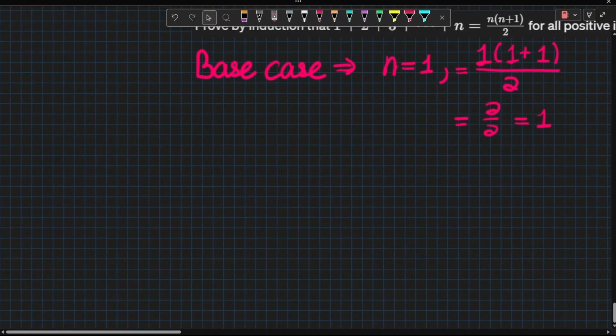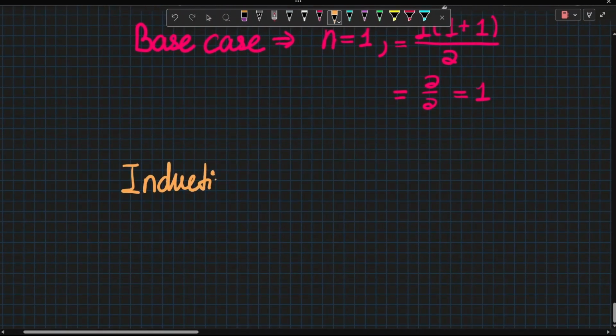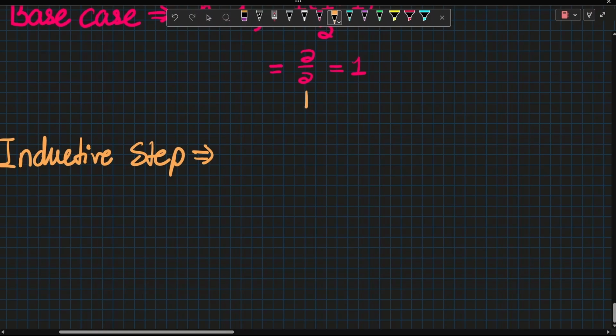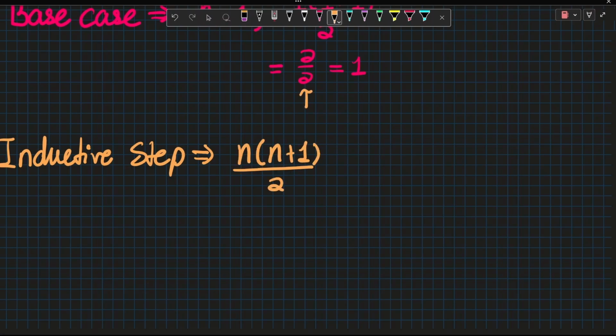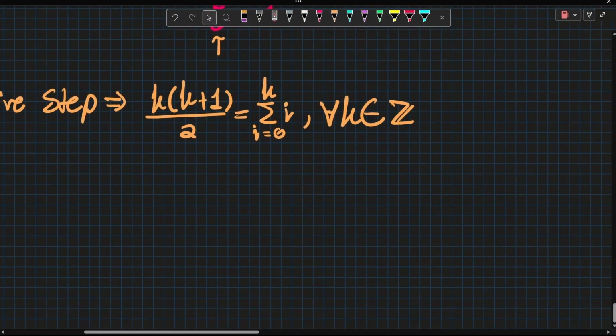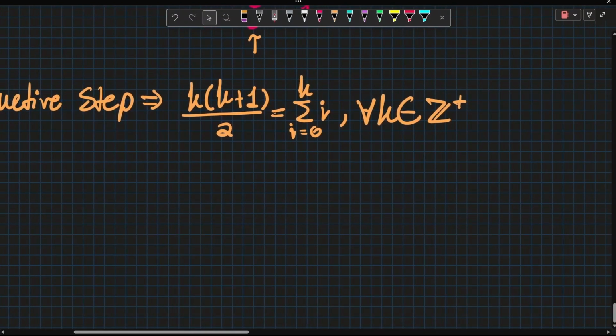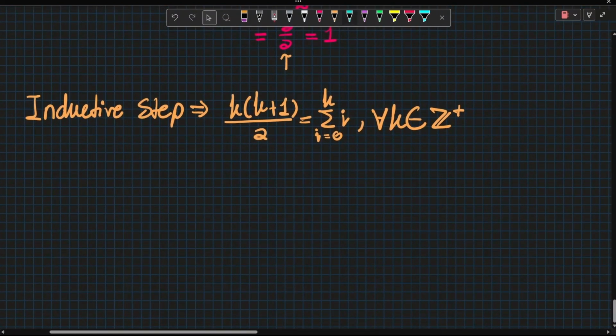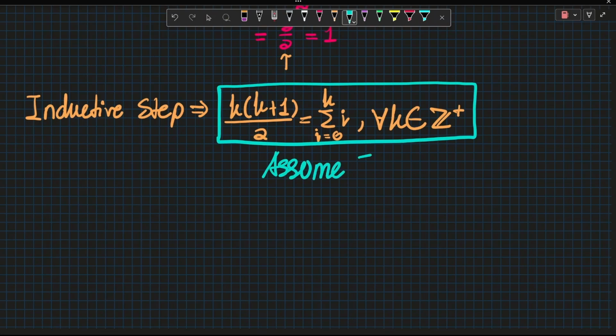Now we need to do the inductive step. We assume that, based off of this, our statement n times n plus 1 over 2 is the sum of all numbers from i equals 0 to, sorry, not to infinity, to n of i is true for all, and they must be positive, so all positive integers, this is true. We assume this statement is true. This specific statement is assumed true.